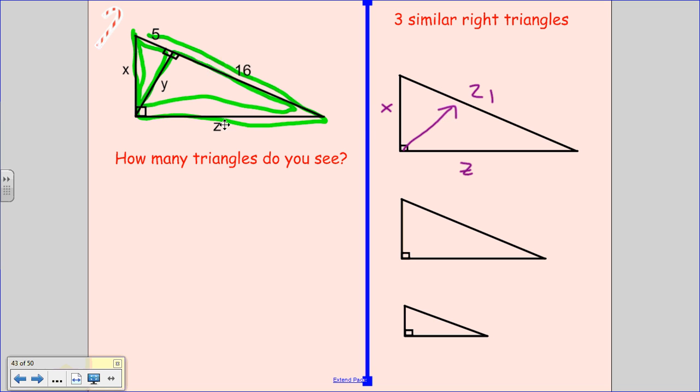The medium-sized triangle has a right angle and a hypotenuse of z. The longer leg is 16 and the shorter leg is y. And for the small triangle, the hypotenuse is x, where the longer leg is y and the shorter leg is 5. And they're all similar.